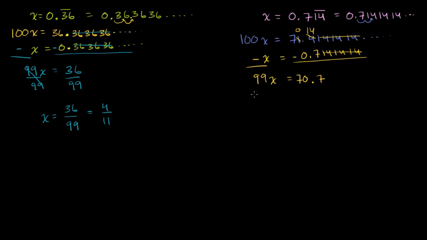And then we can divide both sides by 99. You can see all of a sudden something strange is happening because we still have a decimal, but we can fix that up at the end. So let's divide both sides by 99.